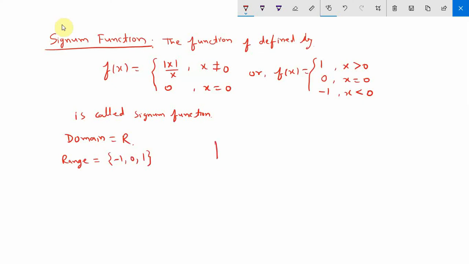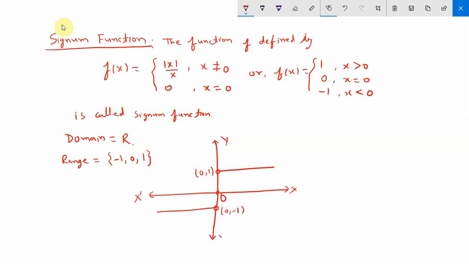If we represent signum function graphically, we will get for x greater than 0, it will be 1. For x equal to 0, it will be 0. And this is 0, 1. And for x less than 0, it will be minus 1. So 0, minus 1. Okay, friends. So this is the representation of signum function.